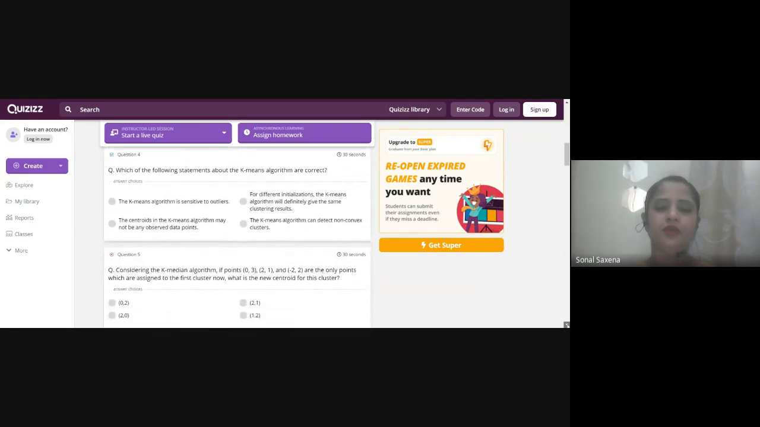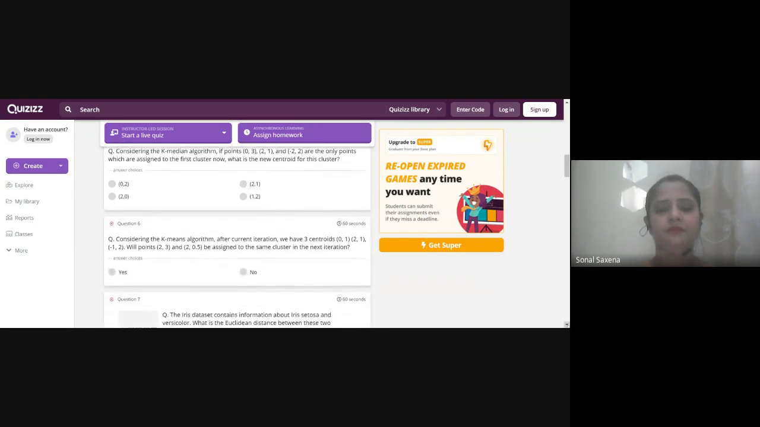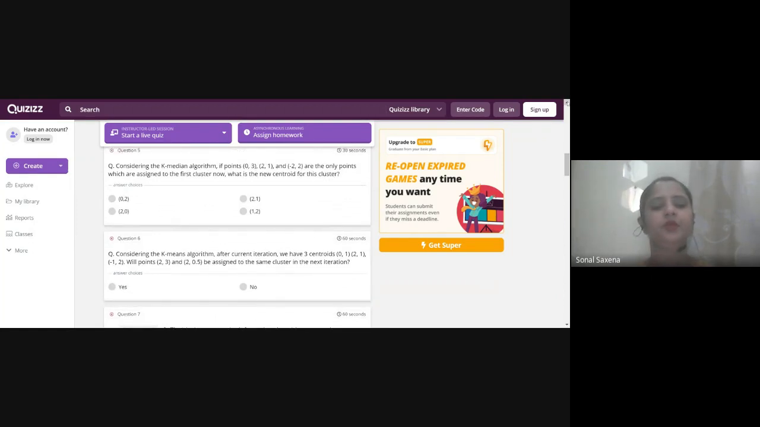Then, which of the following statements about the K-means algorithm are correct? It is sensitive to outliers. Centroids of this algorithm may not be any observed data points. The K-means algorithm can detect non-convex clusters. Then this is question number 5. Quickly see.